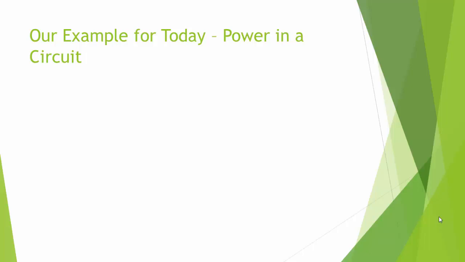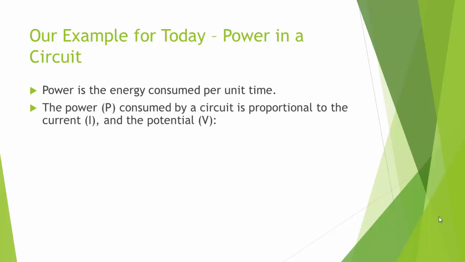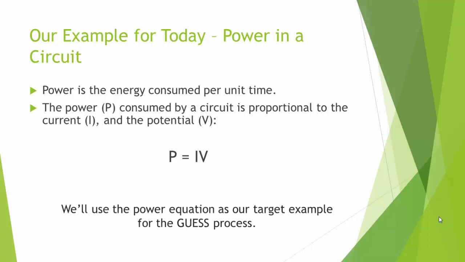You may remember it from science class. But if you don't remember that power is the energy consumed per unit time, or the power generated per unit time, it's okay. We can cover that quickly right now. So the power, represented by a capital P, is consumed by a circuit, and it's proportional to the current and the potential. So the equation looks like this. P equals I, the current, times the potential, V. We'll use this power equation as our target example for the GESS process that we're going to show now.